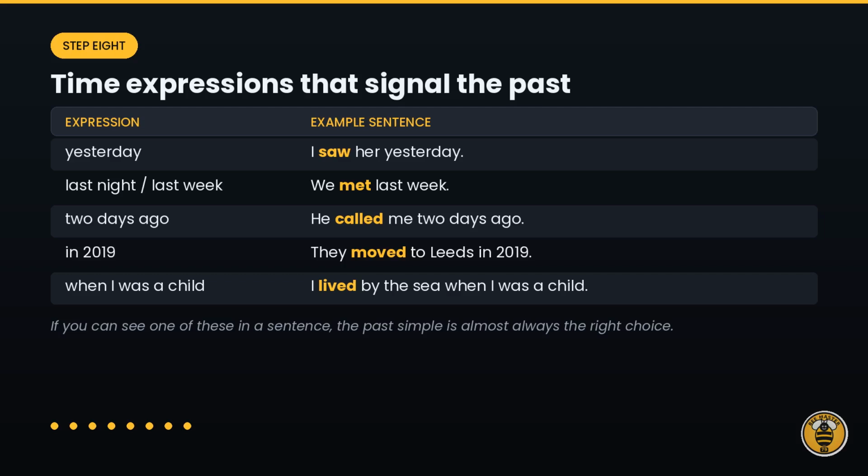Certain time expressions are a strong signal. Yesterday, last night or last week, 2 days ago, in 2019, and when I was a child. If you can see one of these in a sentence, the past simple is almost always the right choice.